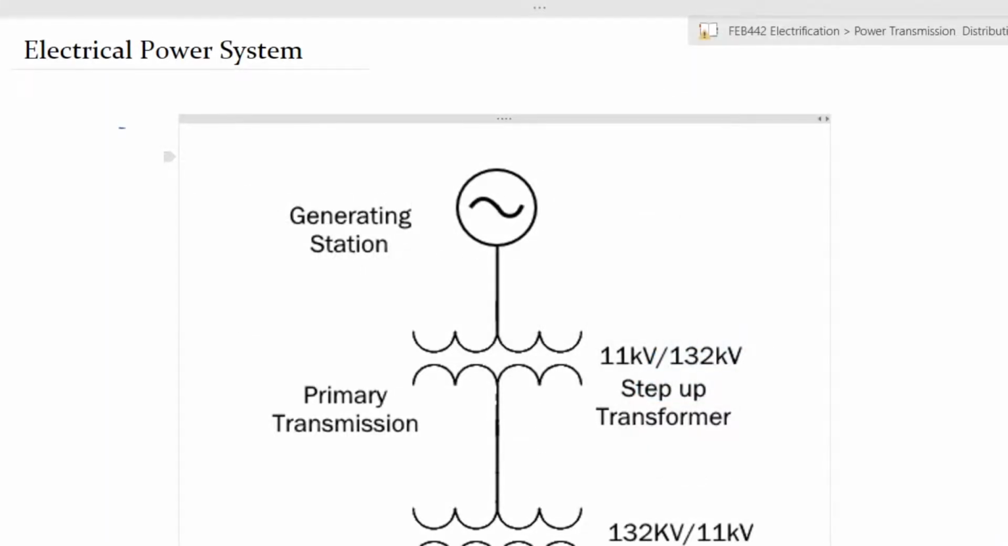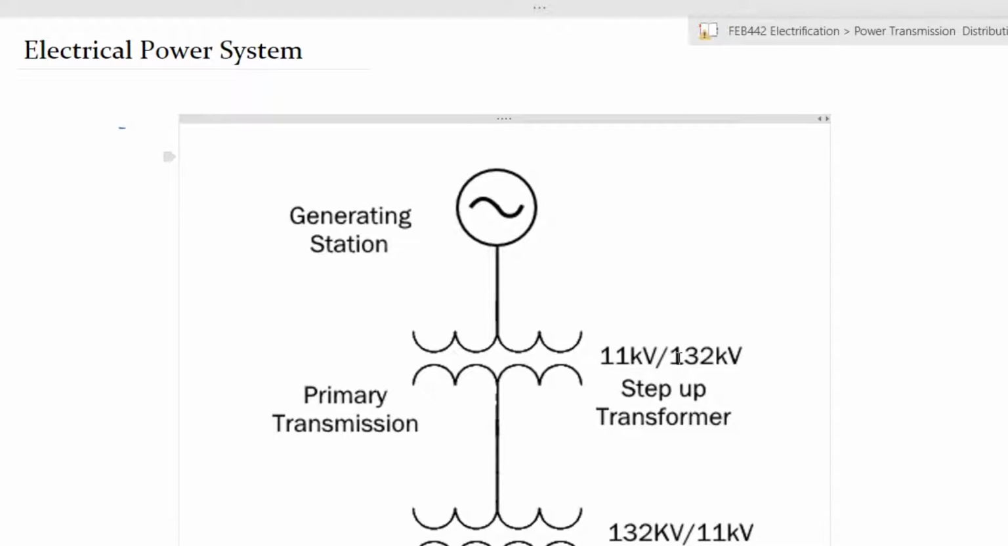So what we'll be covering today is distribution and transmission systems. For the electrical power system, as we generate power, as we saw last time, you can have wind, thermal, nuclear, diesel, all those kinds of things. It starts with the power generation itself.